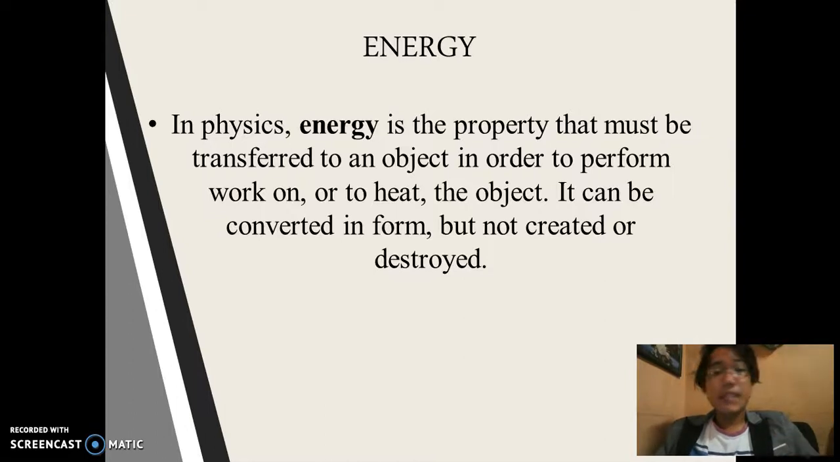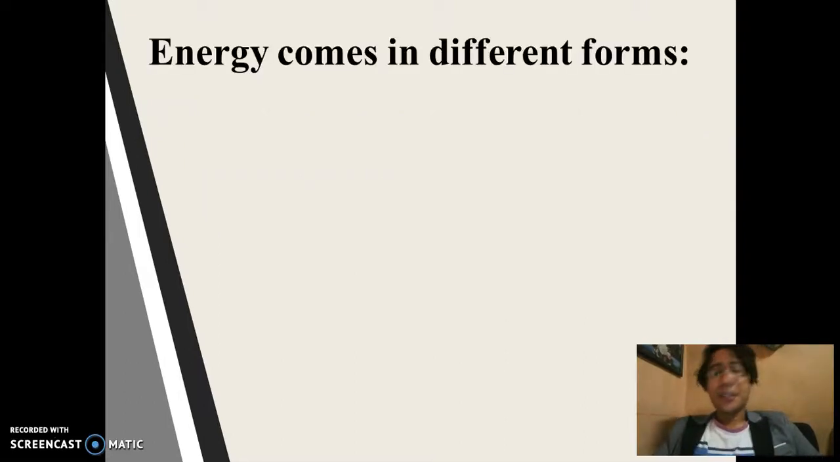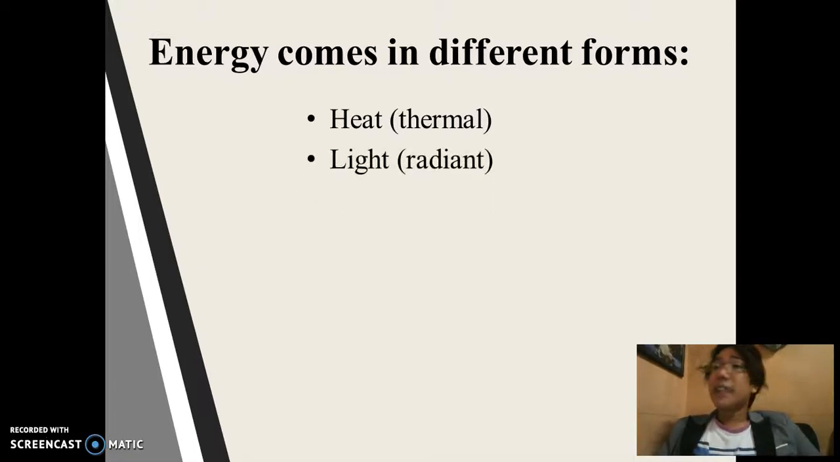Energy cannot be created and it cannot be destroyed. Energy comes in different forms. First, we have the heat or the thermal. For example, fire is an example of heat. We have the light. Light is an example of the sun rays or the radiant rays coming from the sun. That is, energy comes in different forms.